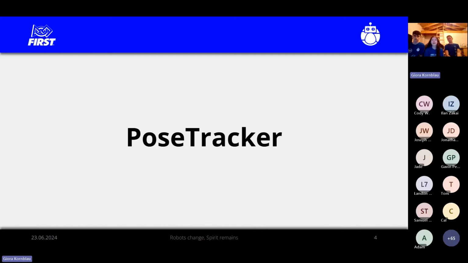So pose tracker. Pose tracker is what we call the thing that manages our position on the field. Almost anything in our code is based on our position on the field, from shooting to autonomous, intake assist, and really everything. And it merges many sensors.